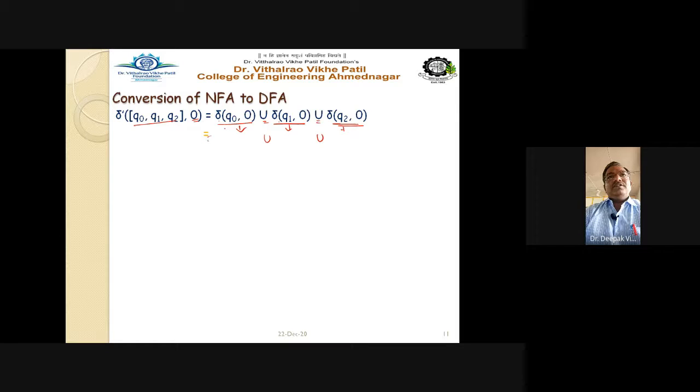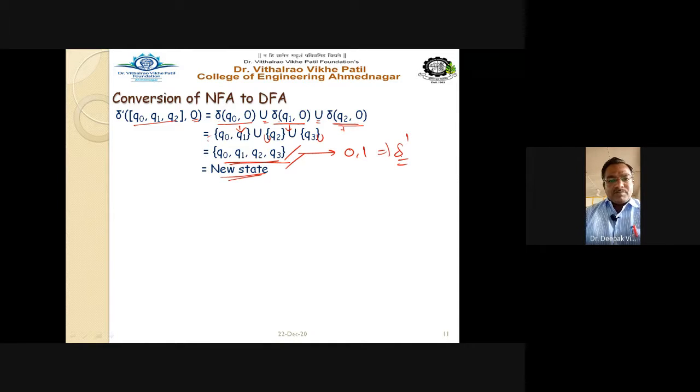In the next line, it's nothing but Q0, Q1 union Q2 union Q3. So finally, I'm getting another new state, that is Q0, Q1, Q2, Q3. Again, one new state is generated here, which is not available in the given NFA. That's why it is marked as a new state. And for this state also, on 0 and 1, we have to find the delta dash transitions. So one by one, step by step, we are going to solve this.